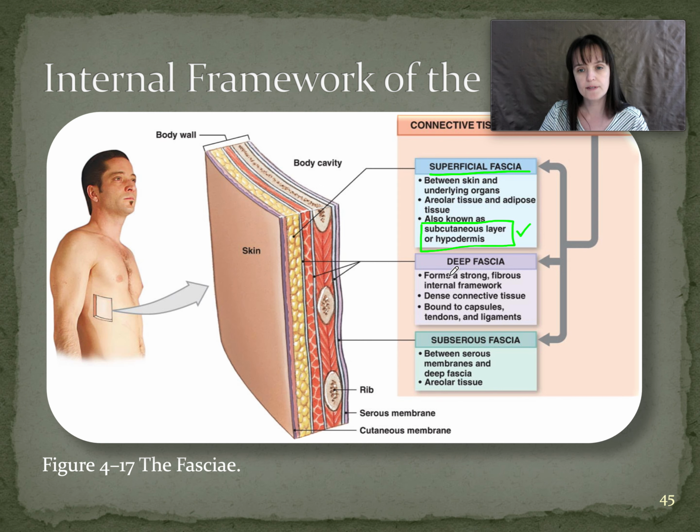The deep fascia surrounds the muscles, and the subserous fascia, so you have the serous membrane and then the subserous fascia. So it's between the muscles and like the parietal pleura, the parietal peritoneum, parietal pericardium. And the deep fascia of a muscle blends into the tendon, which blends into the periosteum.